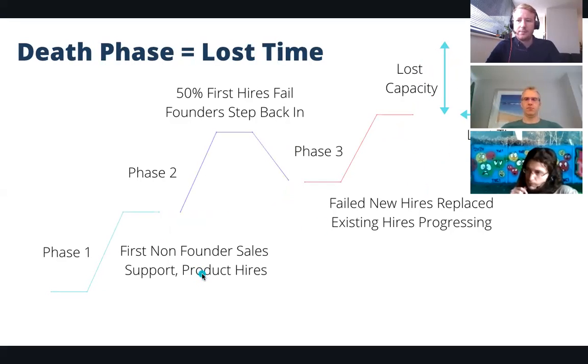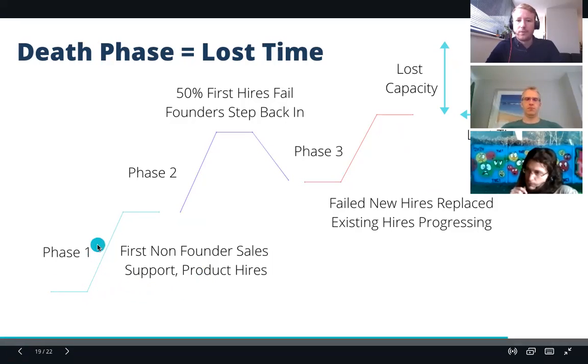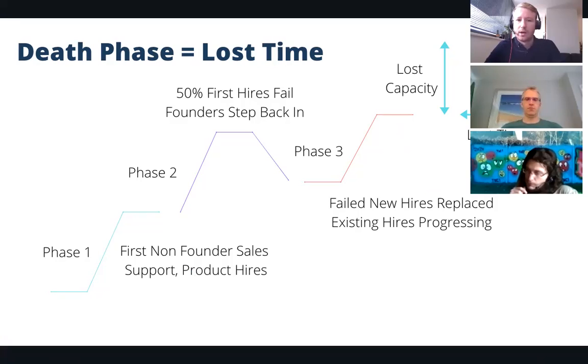So this is exactly the same example as we had before. Imagine you're right at the start. For the first time, you're hiring someone to take on some of your load, whether that's sales or somewhere else. Let's say you've evolved that into phase two, where you start having teams that work on specific things. But you might hit a snag because 50% of those first hires that you make, they fail.